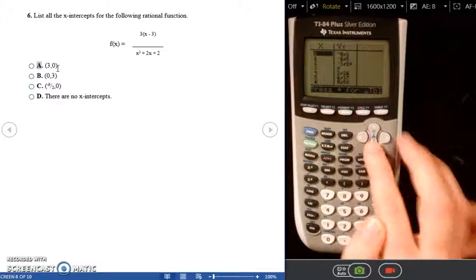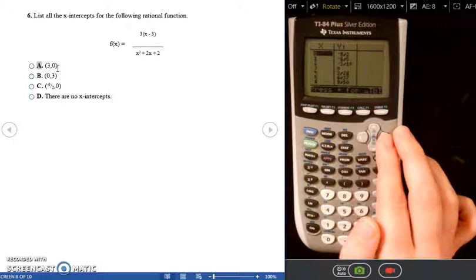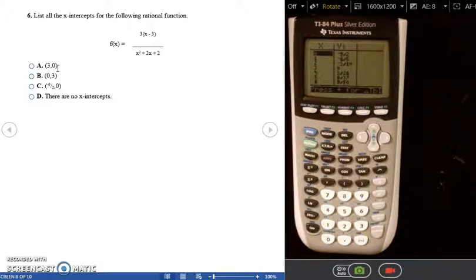And I'm looking for where there's a 0 in the y column. X-intercept, by definition, always has a 0 as the y coordinate. And right away, I don't even have to scroll up and down. I can see that there's a 0 right here in the y column, and it's across from 3, so 3, 0, once again, is going to be the correct answer, choice A.